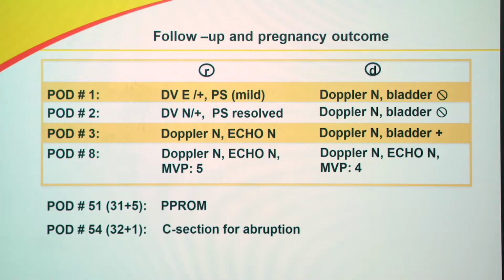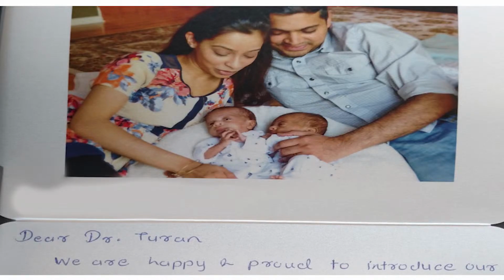She ruptured her membranes at 31 weeks and 5 days, and at 32 weeks and 1 day she had a C-section for abruption. Both babies were alive. After a short NICU course, they went home. They met all their milestones at the age of 1 and came to visit me. As a summary, proximate cord insertion in twin-to-twin transfusion syndrome is a treatable disease in experienced hands.